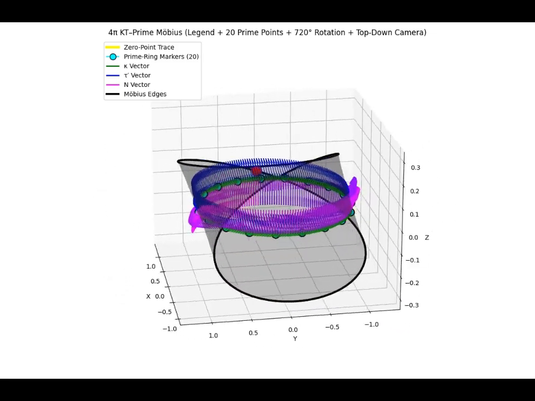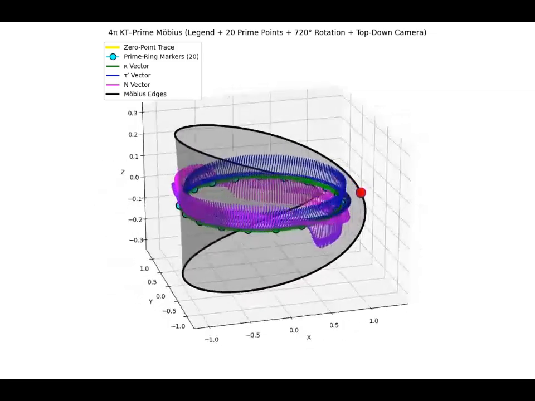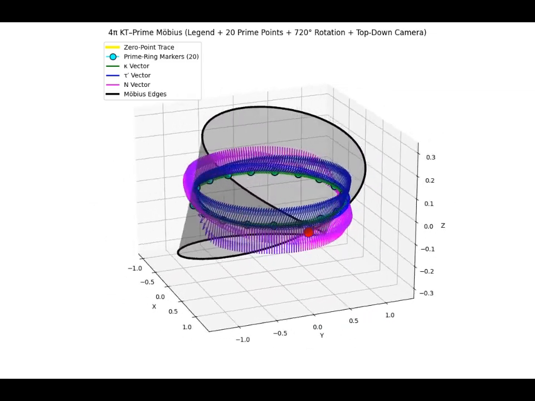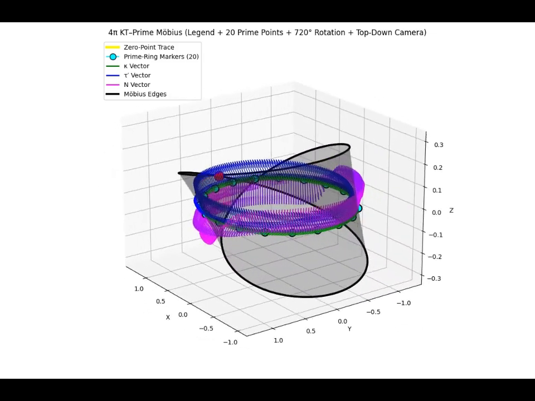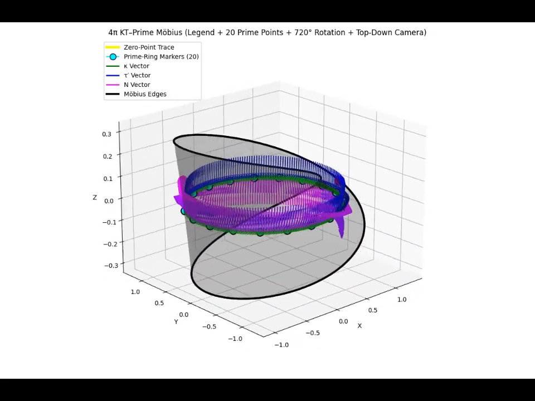Right. And the fact that there are 20 of them is significant because on a surface that requires 720 degrees to traverse, you'd expect symmetry points to come in pairs that are separated by exactly 360 degrees of rotation. So 20 points means 10 pairs, each pair connected by the half twist of the strip.